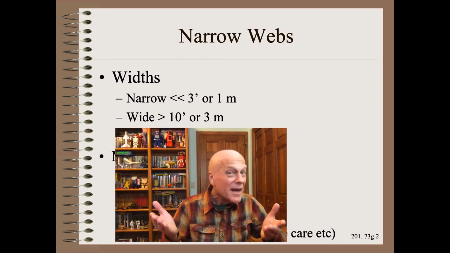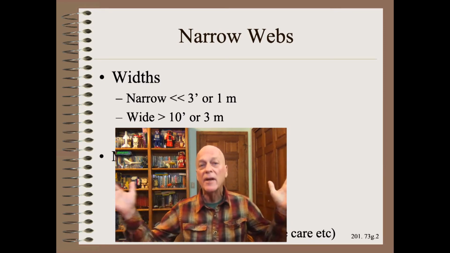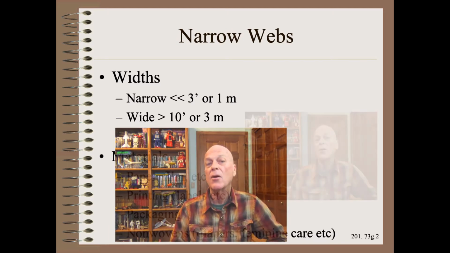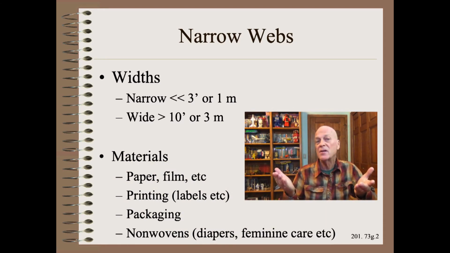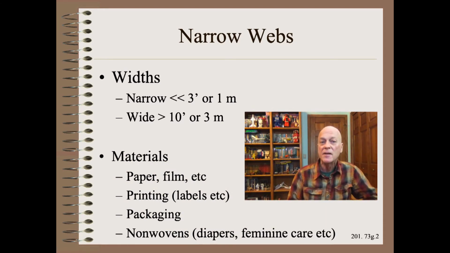There is no standard definition of narrow webs per se. However, anything clearly less than 3 feet or 1 meter wide could be considered narrow. Machines such as these run a truly staggering variety of materials in a wide variety of industries.